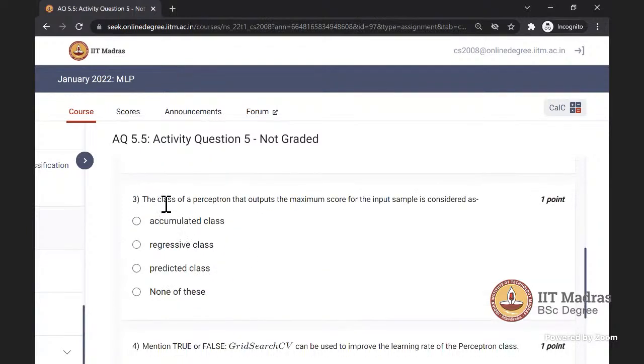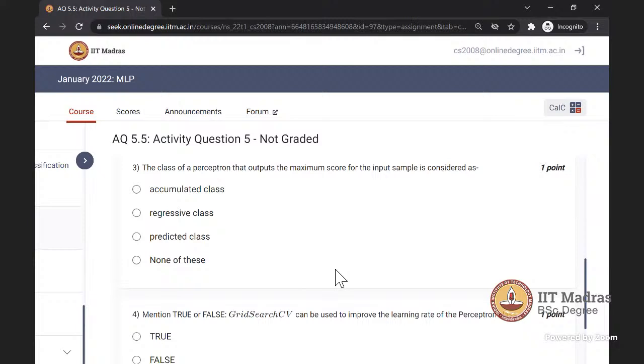Question number 3. The class of perceptron that outputs the maximum score for the input sample is considered as accumulated, regressive, predicted, or none of these. Predicted class. Predicted class, right.